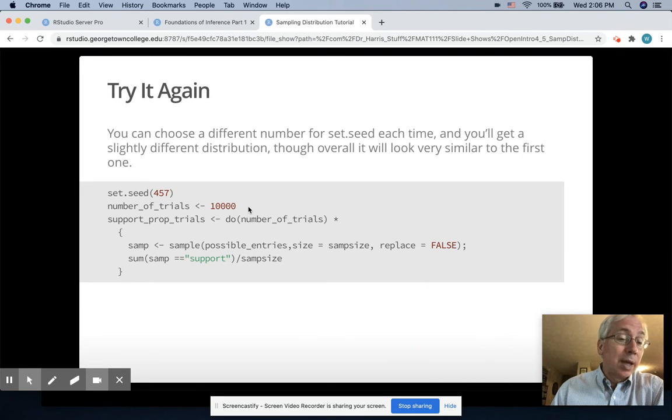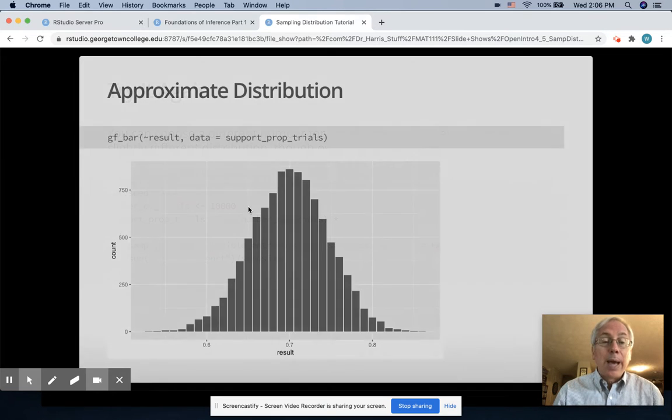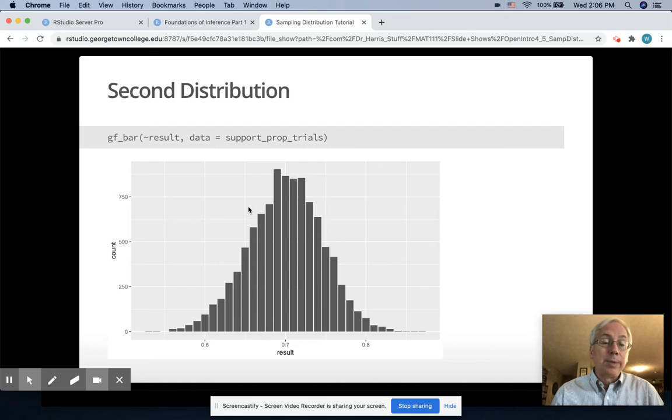I'll get a different set of sample proportions. Let's take a look at what that distribution looks like. Well, it looks pretty similar. So go back. This was the first set of 10,000 sample proportions represented in bar graph form. And here's my second. They're not exactly the same, but they have a number of similarities. And so let's think about this. There are some questions on the next slide that I want us to be thinking about for just a couple minutes before we go to the answers.